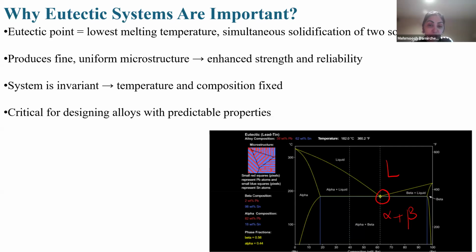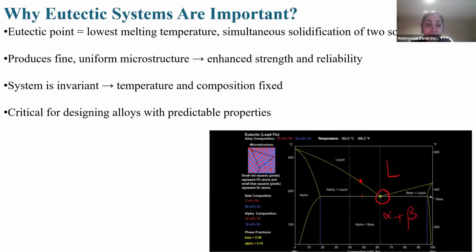For example, for changing to liquid, if the composition is different, for example, if it is here, the melting temperature should be at this temperature. So it is the minimum melting temperature, meaning exactly at this composition, or C naught, will change from solid to liquid at this temperature, that for different alloys, eutectic specifications, temperatures, composition are different. So eutectic solidification produces fine uniform macrostructures that enhance mechanical properties.